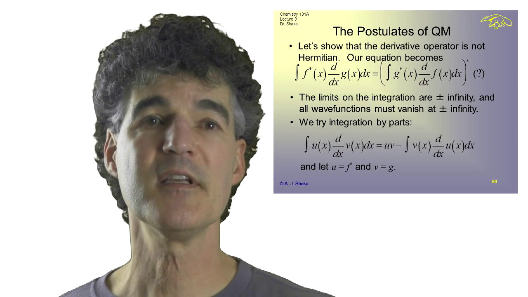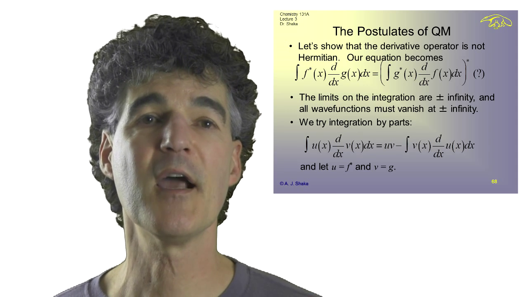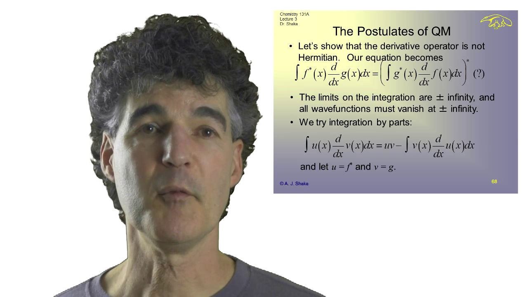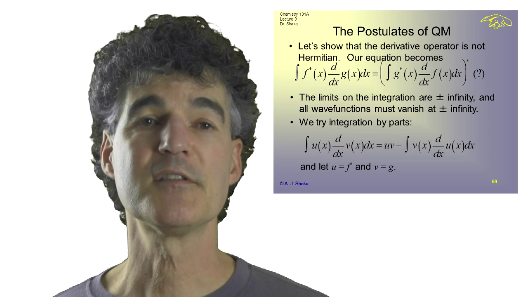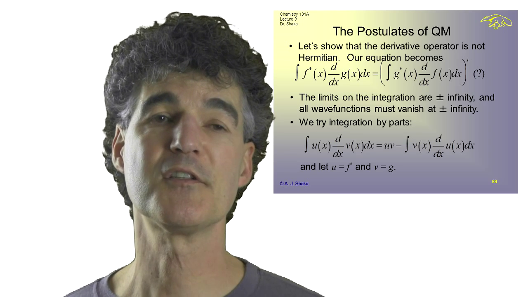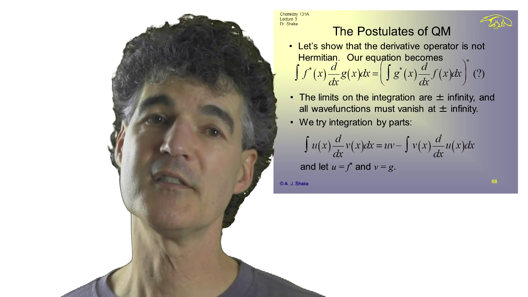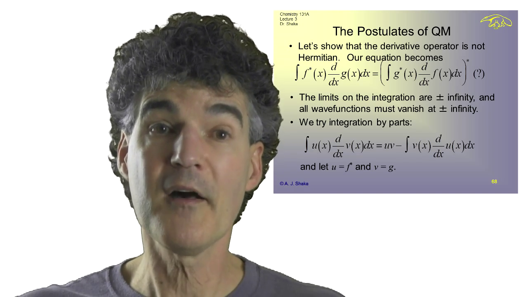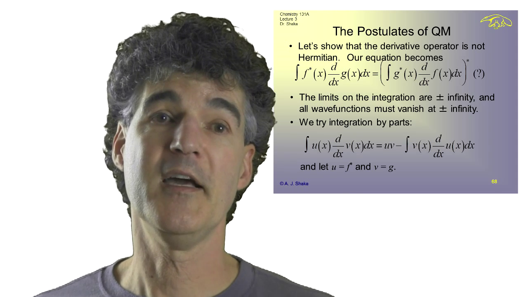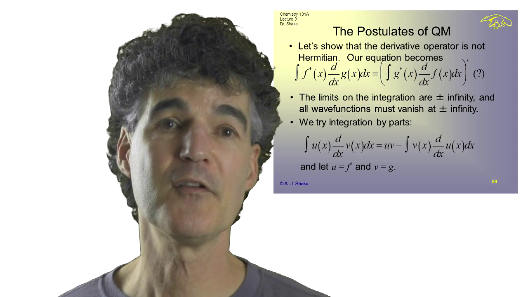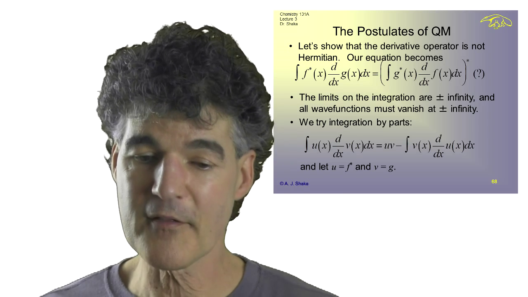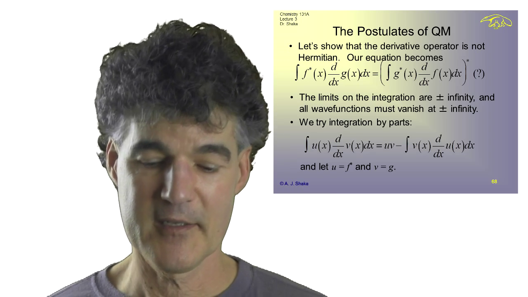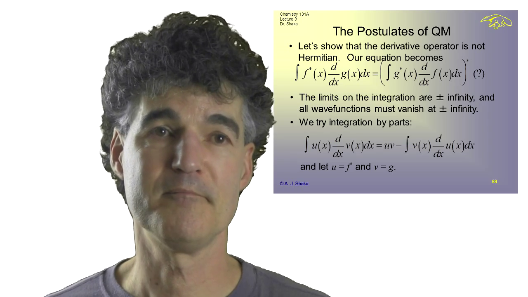Now the limits on this integration are plus and minus infinity, but I won't always put them in because it may get a little bit messy. But whatever it is, the wave functions have to vanish at plus or minus infinity. And the argument as to why they have to vanish is if they had any amplitude way out there, then we couldn't normalize them. They would get too big. And so the only way we can have the area under the curve cranked down to some number is that it finally dies out when we get far enough away.